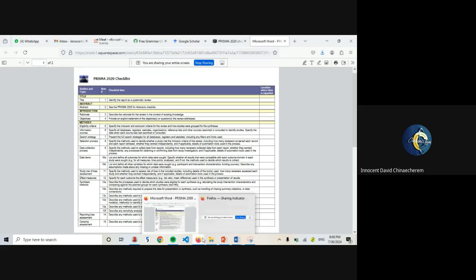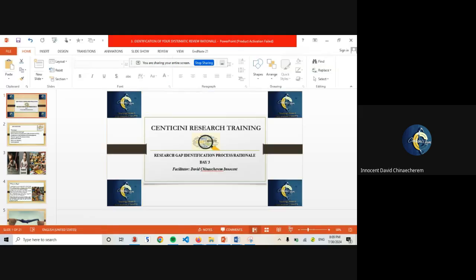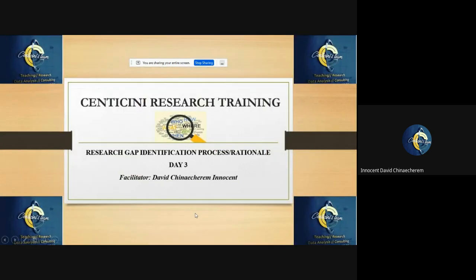The reason why I'm talking about the PRISMA checklist, somebody might ask, what about other checklists? The PRISMA checklist is a widely used checklist whenever we are performing any systematic review. Trust me, you don't have to worry. After this session, it's going to be very simple. I'm going to make it very, very simple for each and every one of you, and I'll be very glad to see the progress that we are going to make. So my name is David Innocent.